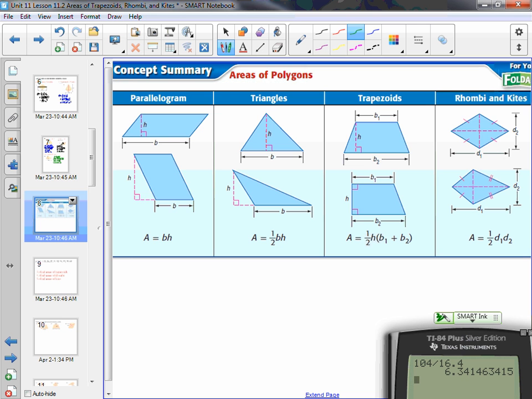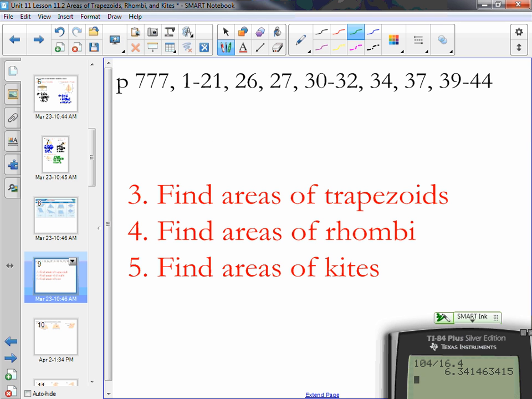And your assignment is this. On page 777, do 1 through 21, 26, 27, 30 through 32, 34, 37, and 39 through 44.